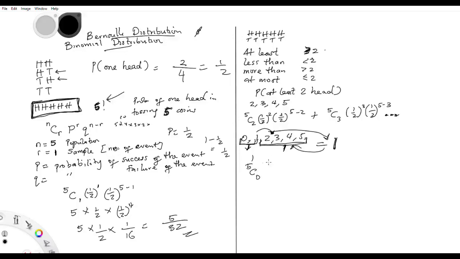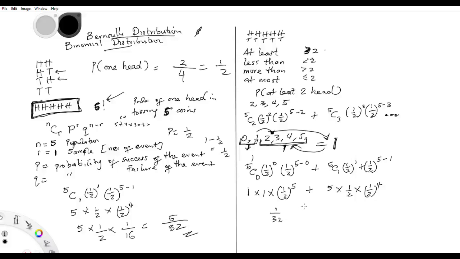5 combination 0, 1 over 2, that's the success of the event, 1 over 2 to the power of 0, and then the failure of the event raised to the power of 5 minus 0, plus 5 combination 1, 1 over 2 raised to the power of 1, times 1 over 2 raised to the power of 5 minus 1. So 5 combination 0 is 1, half raised to the power of 0 is 1, half raised to the power of 5, plus 5 times 1 over 2 times 1 over 2 raised to the power of 4. So this is 1 all over 32 plus 5 all over 32. So once I have this 32, that's 6 all over 32.